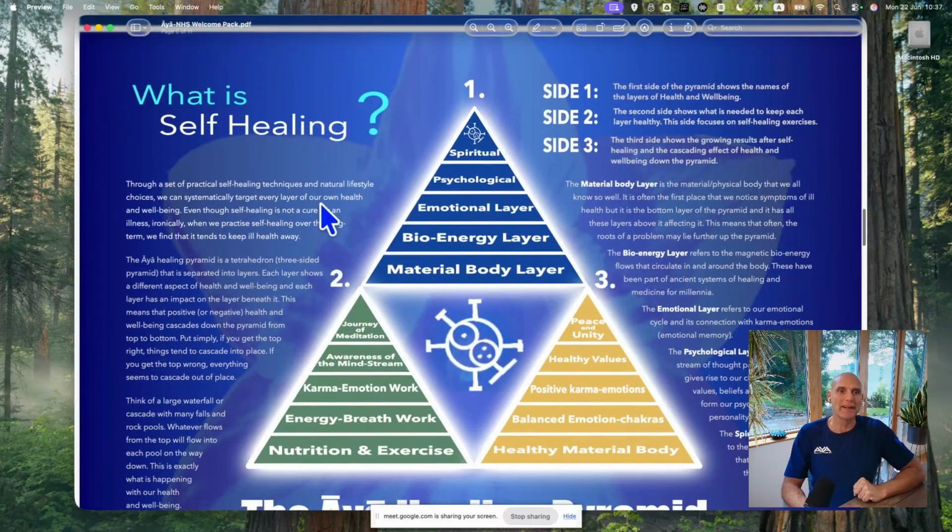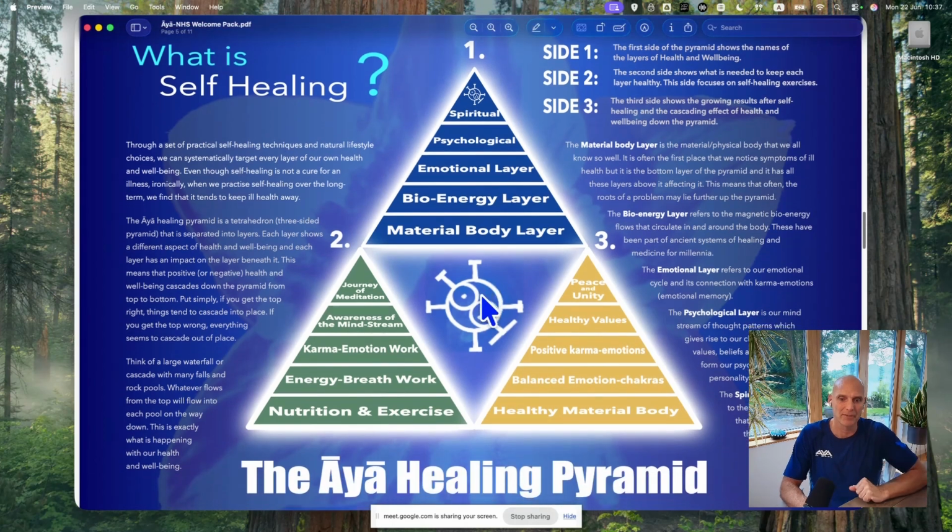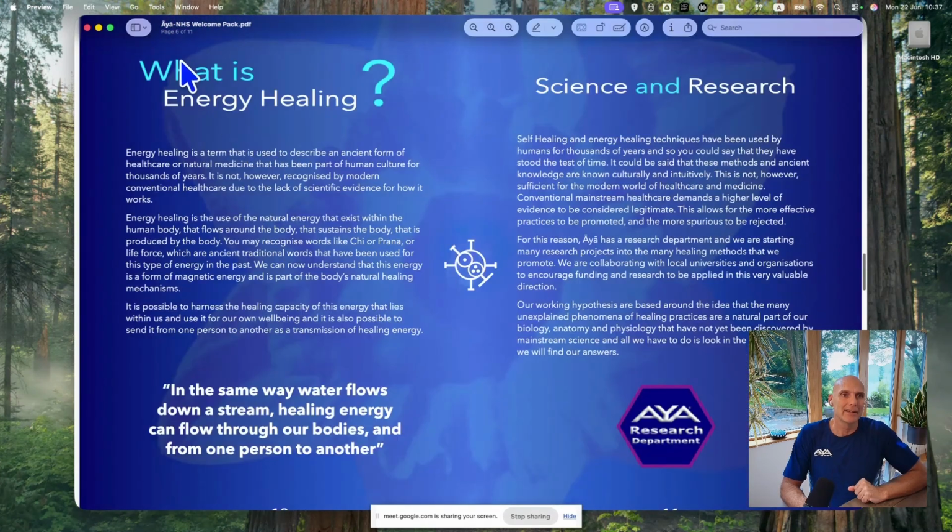Then we've got a double page on what is self-healing, because the clinic is part self-healing, part energy healing. So we need to explain to people who are coming to this cold, perhaps the first time they've ever seen anything like this, what our definition is of self-healing. So there's a bit of information on the Aya healing pyramid. And then a page on what is energy healing, to define what energy healing actually is.